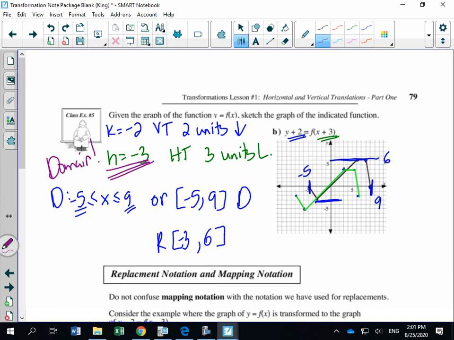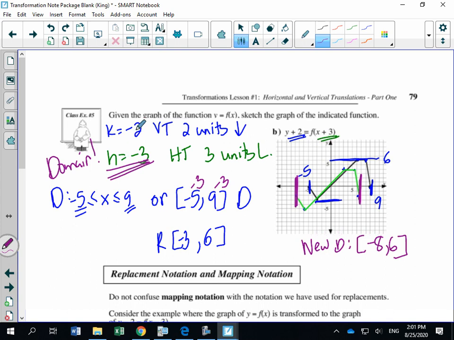So my new domain is, these are my x values from my domain. My new domain is subtracting 3 from each of these numbers, because the H values affect the x on your domain. So my transformed domain is -8, comma 6. This goes from -8 to 6.